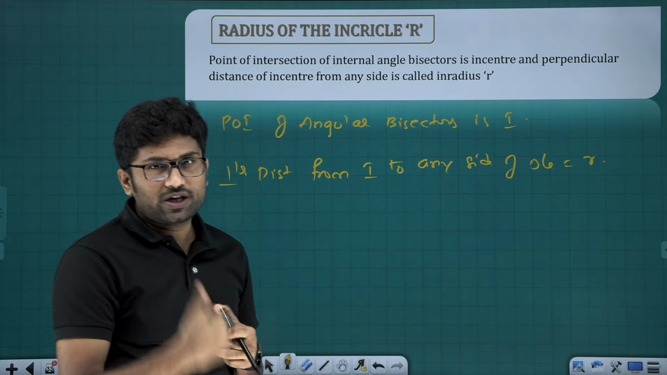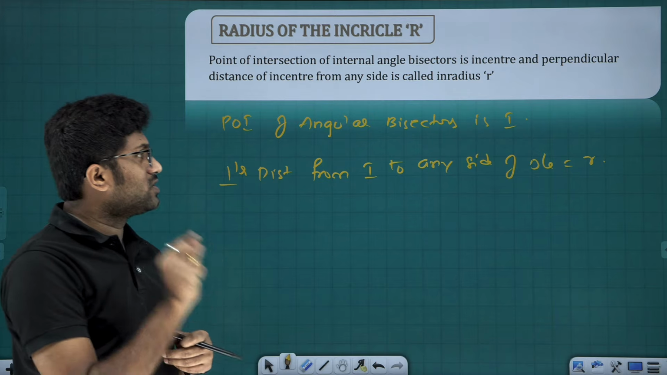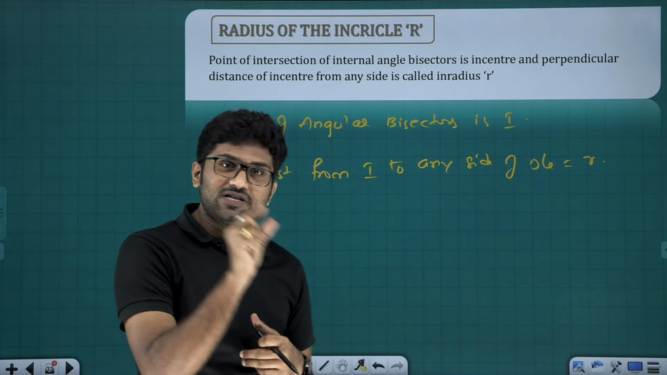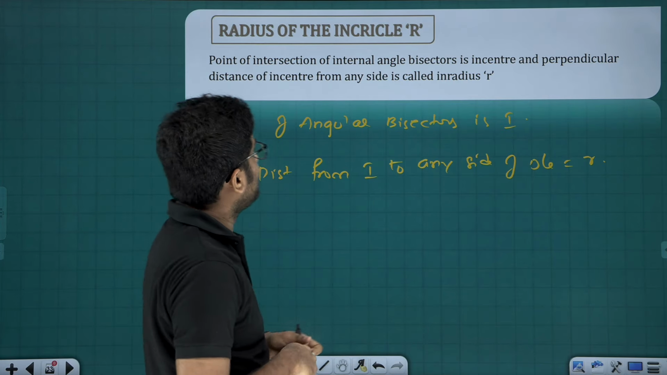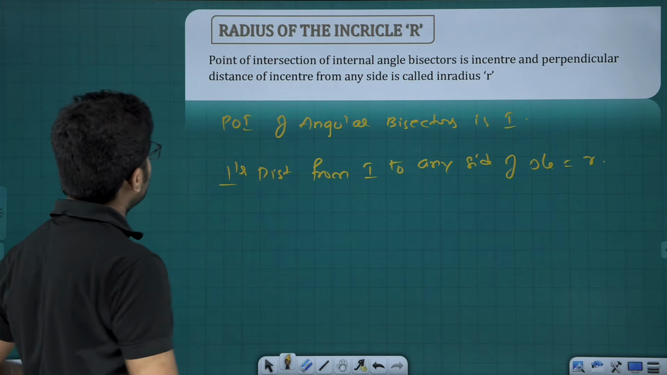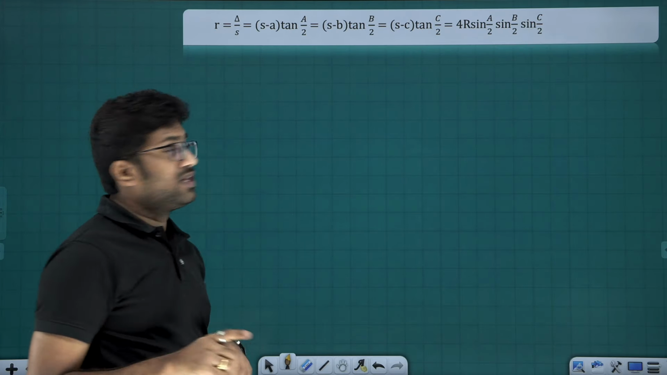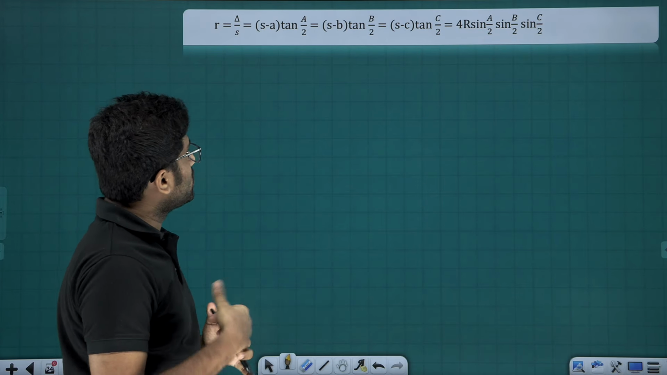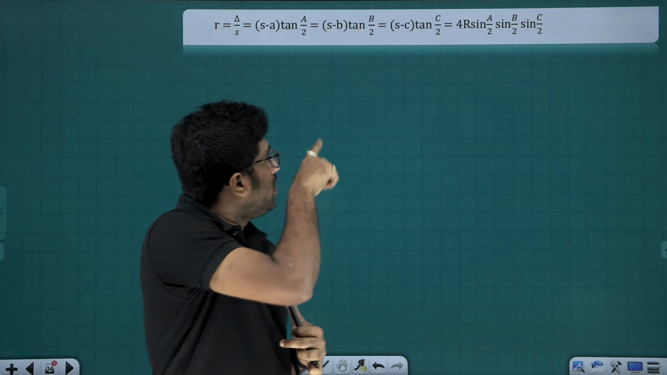I generally don't recommend this, but okay, let's have an idea on this. Small r denotes the inradius, and the point of intersection of angular bisectors is denoted as capital I. I is the incenter, friends. The distance from the incenter to any side is called the inradius. So r is equal to delta by s, different formulas that we have: r = delta/s, r = (s - a) tan A/2, (s - b) tan B/2, (s - c) tan C/2.